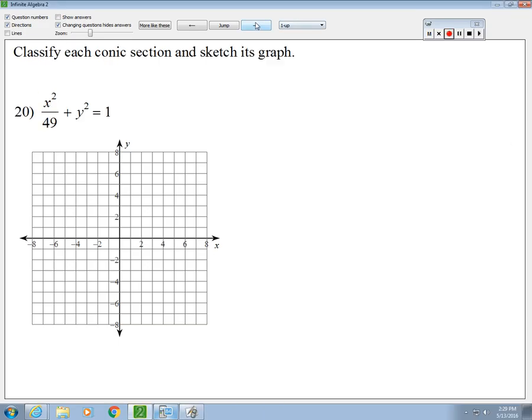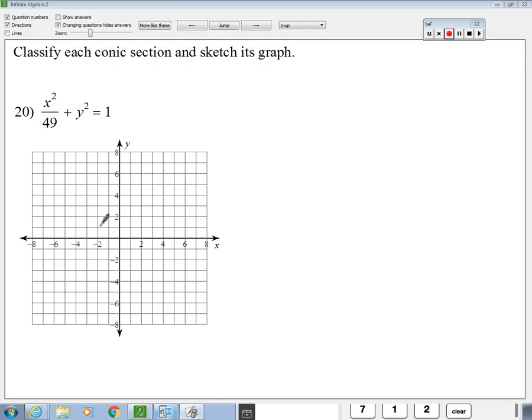Okay, number 20. What type of conic is this? An ellipse. Okay, because it has a plus sign in the middle. It almost looks just like the equation of a hyperbola with the exception of that plus sign. Now, under the x squared is a 49. So that means the a value is 7. Under the y squared is a 1. So the b value is 1.